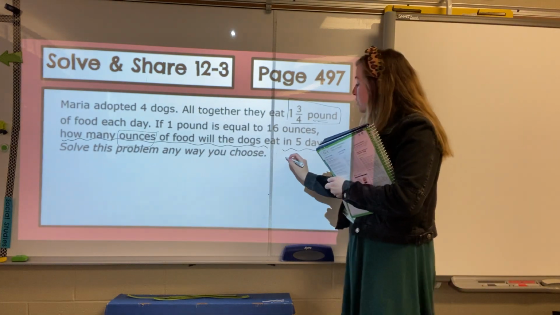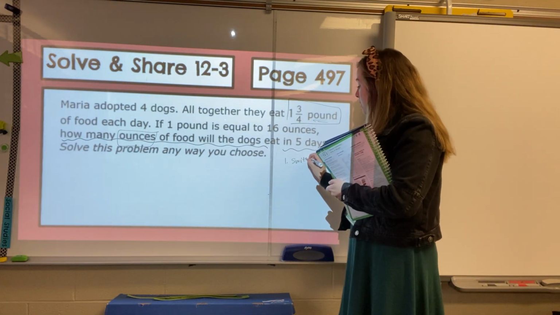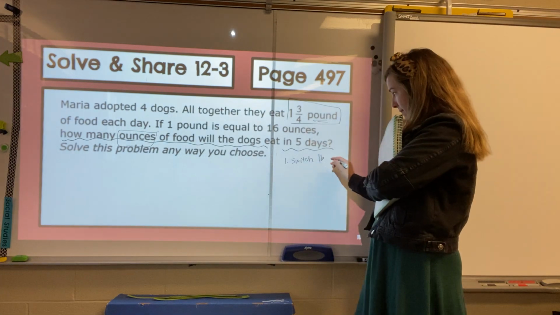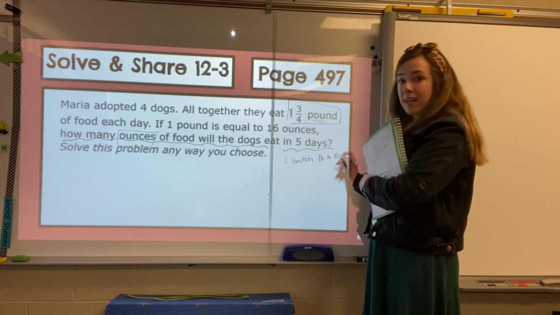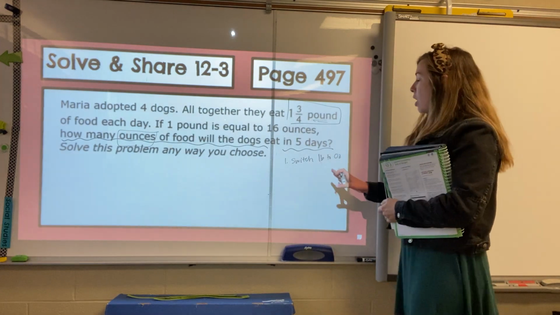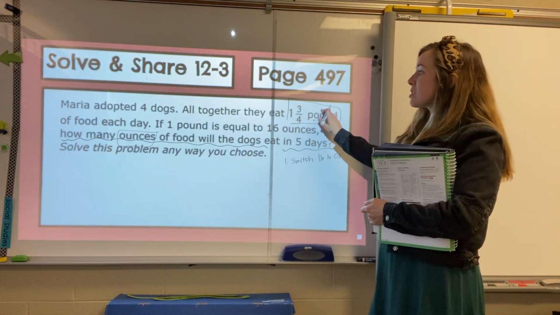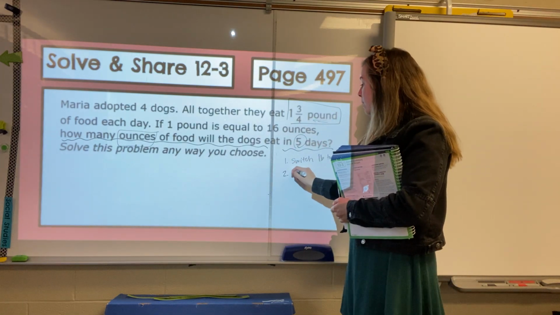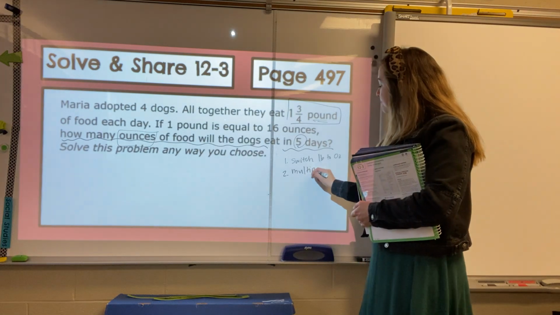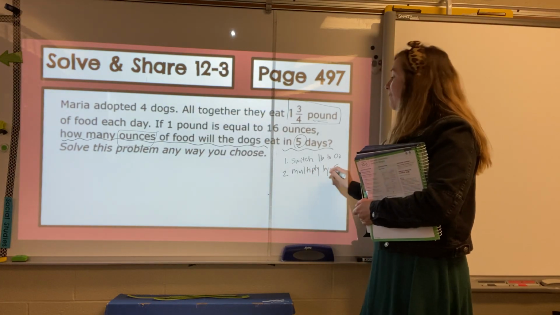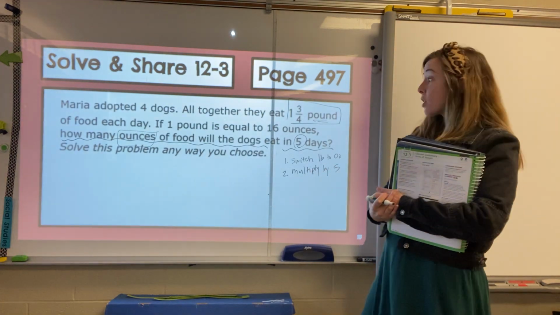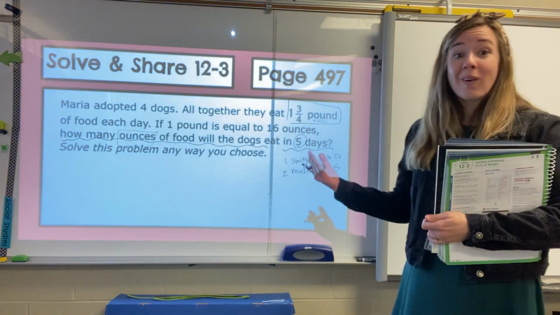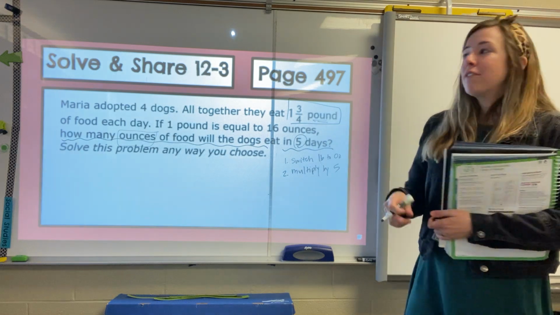So I already know my first step is going to be switch pounds, I'm just going to abbreviate, LB is pound, to OZ is ounces. So we're going to switch our pounds to ounces, and then this is just in 1 day. It wants to know in 5 days. So our second step is going to be multiply by 5. Now, if that is not what you did when you tried to solve and share, that's okay. You might have just done one of these steps, but that means when I am writing this down during the video, I want you to be writing it down on your page following along.